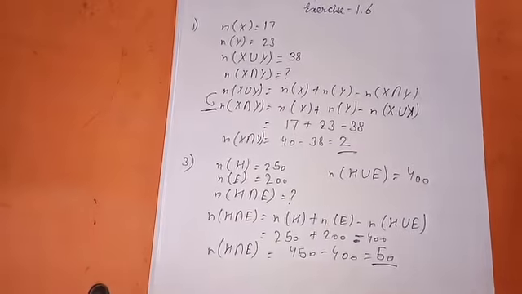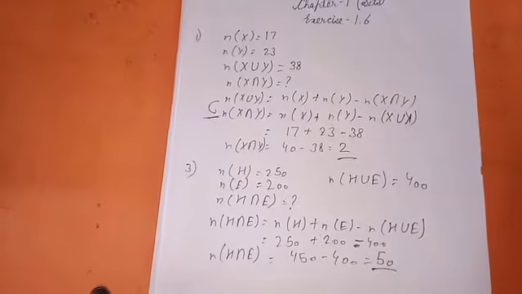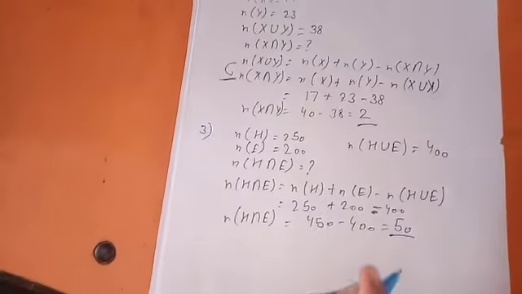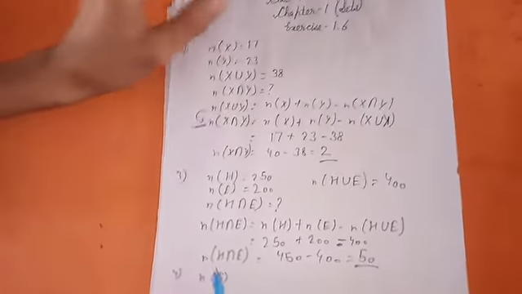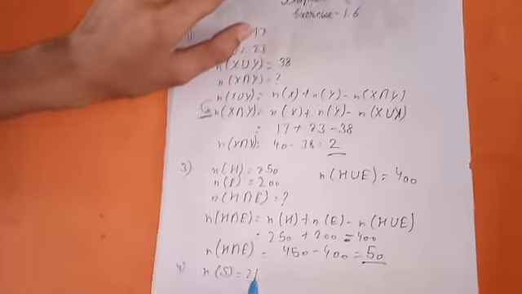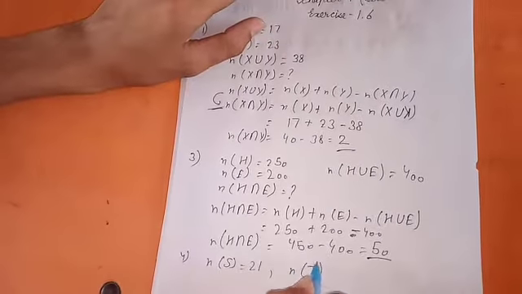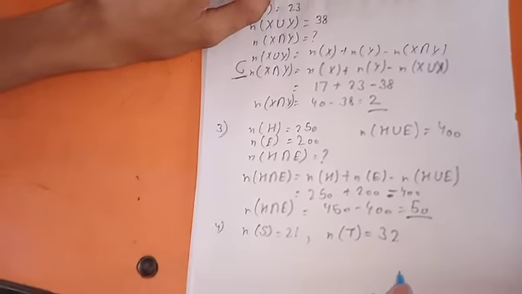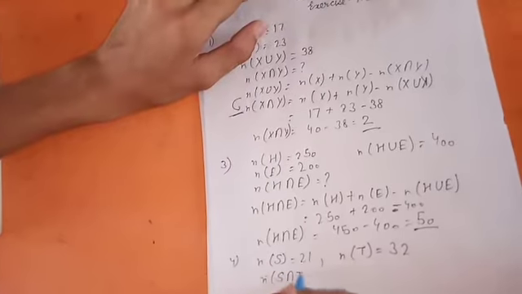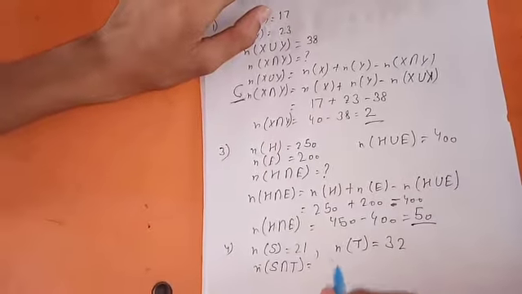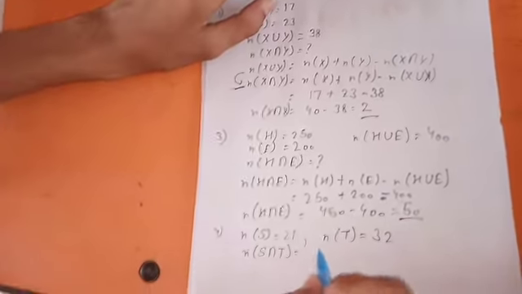Similarly, our fourth question is: if S and T are two sets such that S has 21 elements. Now what they have given in the fourth question is n(S). S is a set which has 21 elements. T is another set which has 32 elements, so n(T) is 32. And they have given us n(S ∩ T), meaning the number of elements in their intersection, is 11.